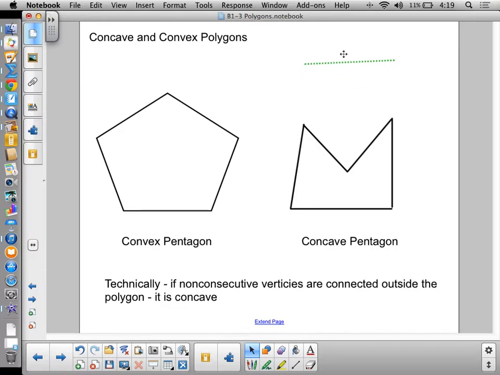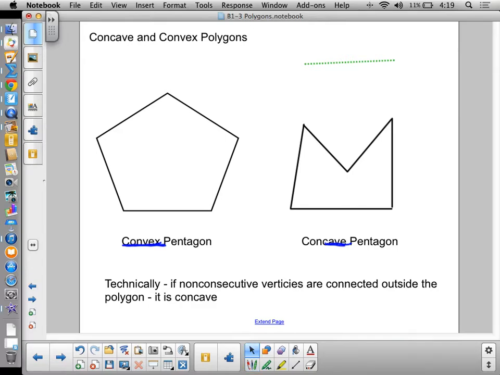Okay. These are both polygons. They're closed figures. They do not cross over each other. We have convex and concave. Convex simply means it's convex. None of the sides are interior to the other. Concave looks like it's caved in. It's a pretty easy way to tell the difference between convex and concave.